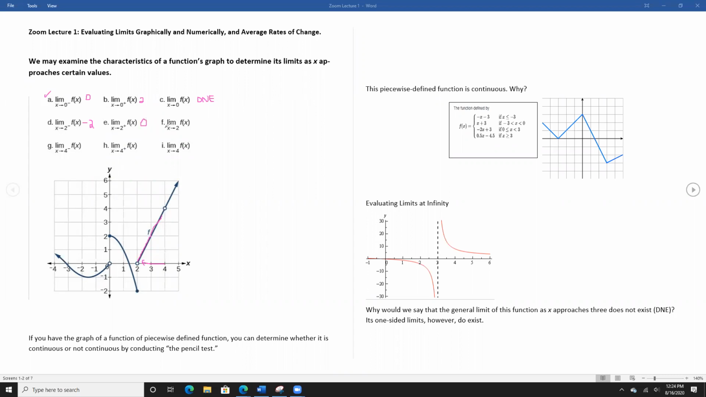And again, part F wants to know, what is the limit as x approaches 2 in general? Well, since the limit from the left is -2 and the limit from the right is 0, the limit in general as x approaches 2 does not exist.